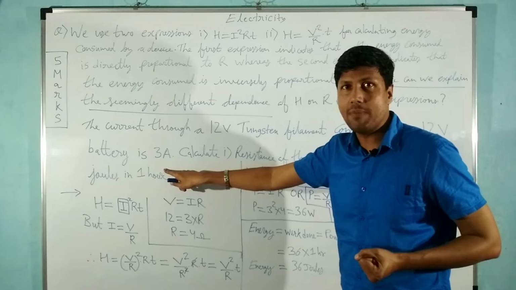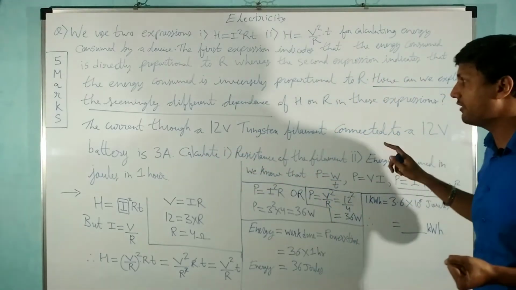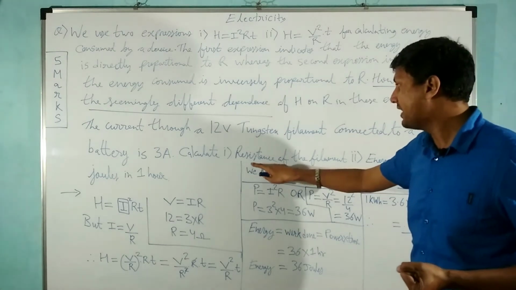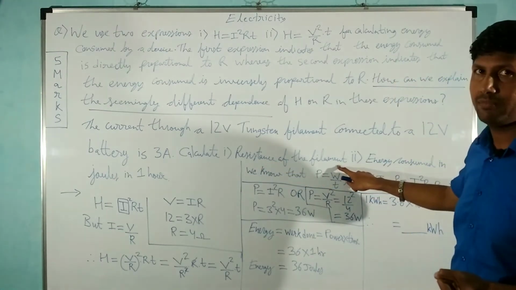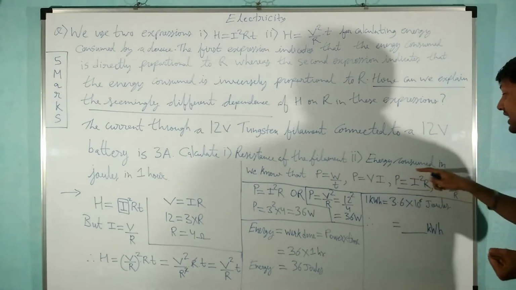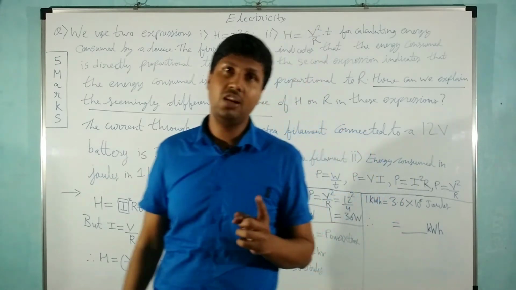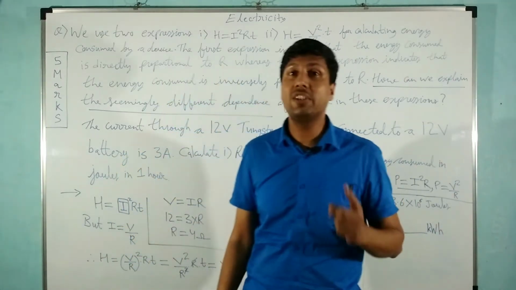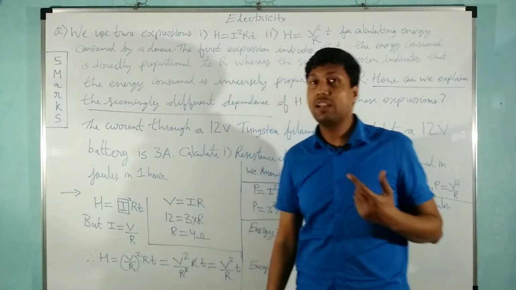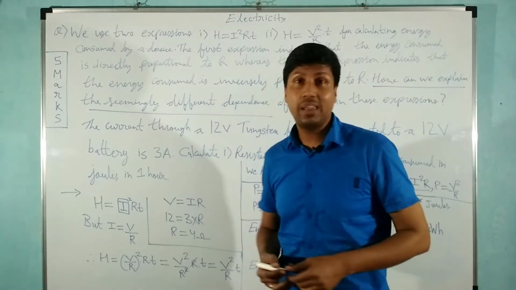The current through a 12-volt tungsten filament connected to a 12-volt battery is 3 ampere. So, current is given 3 ampere and the voltage is given 12 volts across the tungsten filament. Now, what we have to find? We have to find the resistance of the filament, the R of the filament, and also the energy consumed in joules in 1 hour by the filament. So in 1 hour, how much energy will the filament consume? That we have to find out. So it's a huge question actually. Let's see how to do this.